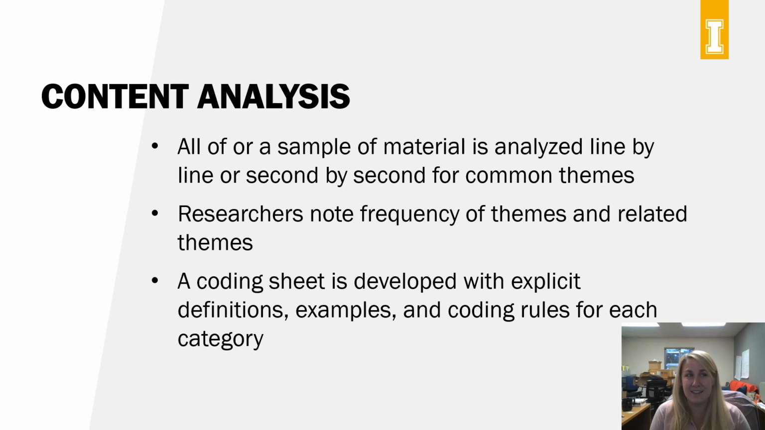Conducting a content analysis, you'll analyze all of the sample material line by line or second by second to develop common themes. Then you note the frequency of the themes throughout and different types of related themes that may come about as well. Then you'll develop a coding sheet with explicit definitions, examples, and coding rules for each category to continue to analyze more and more information.